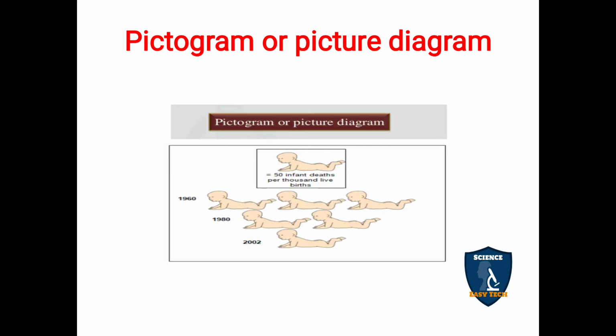See here, a pictogram, or picture diagram, has been given. Here one child is equal to 50 infant deaths per 1000 live births. So in 1960, per 1000 live births, how many infants have died?